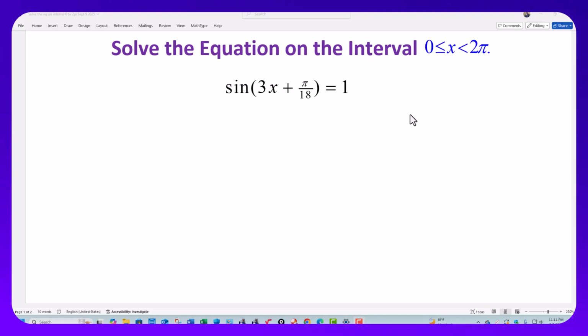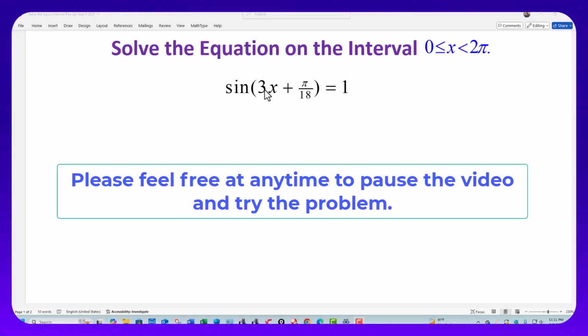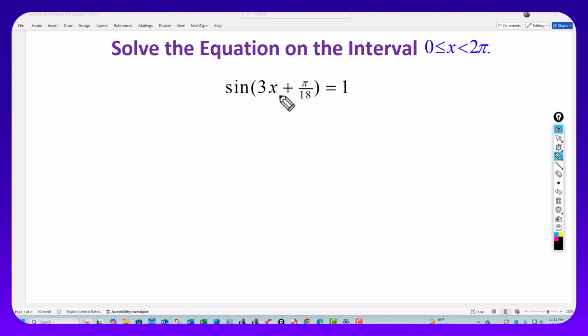In this video we have one trig equation to solve. So we have sine of 3x plus pi over 18 is equal to 1. Now if this 3x plus pi over 18 was just an x, then we would ask what angle has a sine of 1? In the interval from 0 to pi, that would be pi over 2.